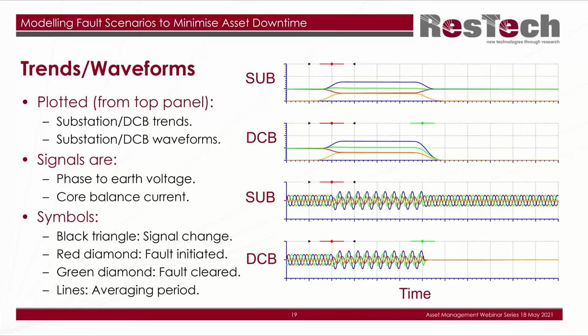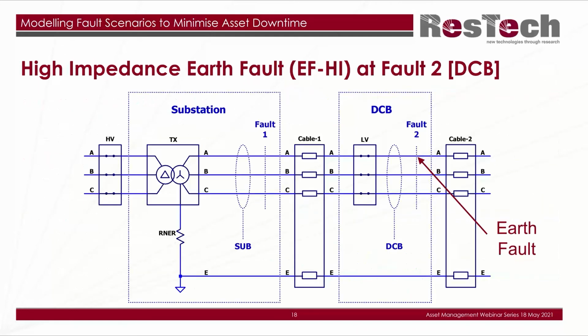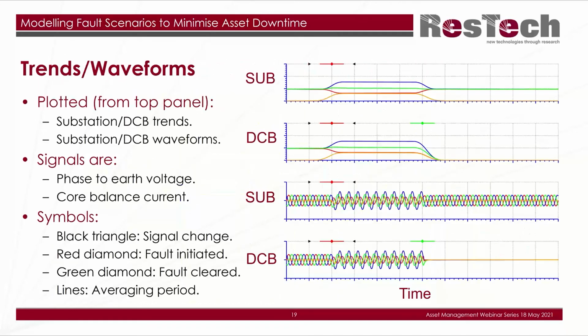So if you think about what sort of trends and waveforms we might get, here I've just pulled out some of the key ones rather than all of them. So here I've plotted waveforms for the substation and the DCB at those two locations that I had previously. If I just go to the previous slide, where I've circled sub and DCB. Okay, so these are for the sub and DCB as a trend, and the sub and DCB as a waveform showing the actual 50 Hertz signal. Okay, so the signals are phase to earth voltage, which are shown as red, green, and blue, and also the core balance current, which is shown in orange.